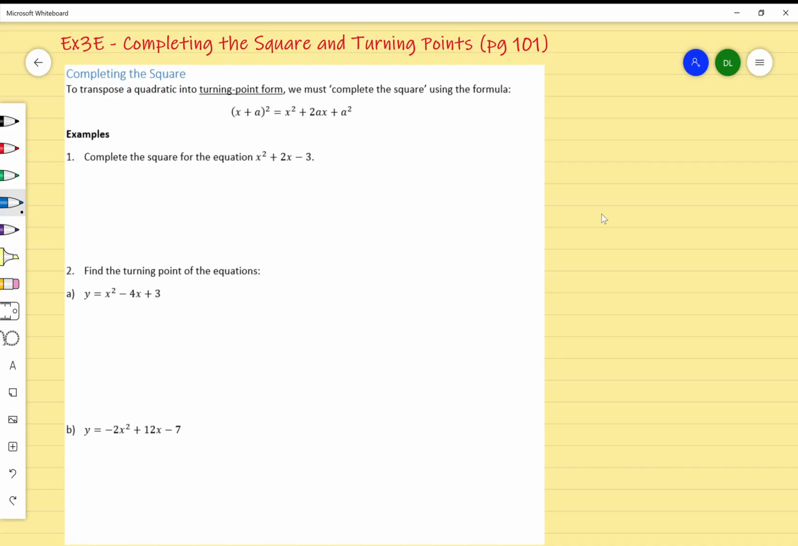So to transpose a quadratic into turning point form, you can use a calculator, but it's also a very important skill to be able to do something called completing the square. Okay? So you can use completing the square in order to find an equation that's the same value, guys at the back, the same value, but it's in a different form.